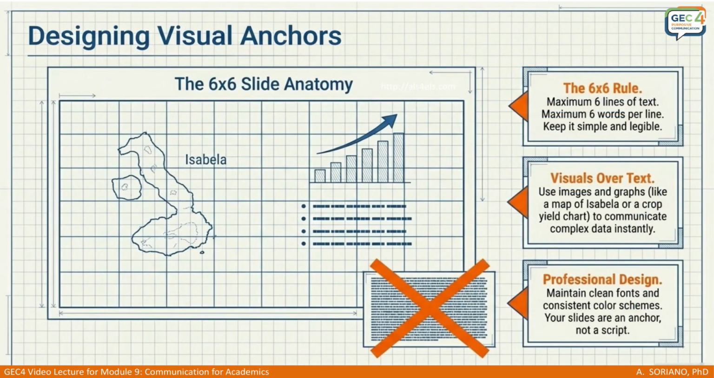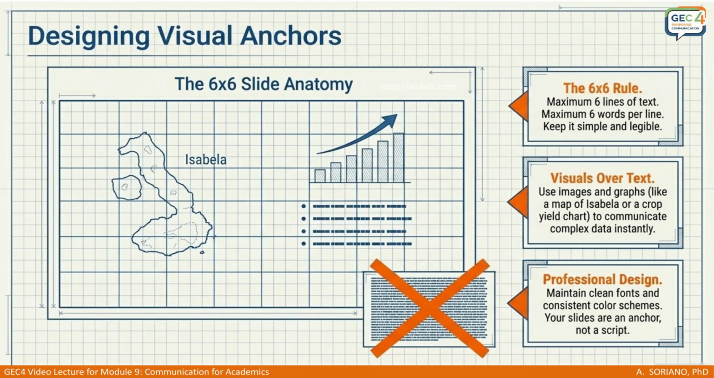When you are broadcasting, your slides are meant to be anchors for the audience's eyes, not a script for your mouth. To ensure they are effective, you should follow the 666 slide anatomy. The 666 rule is a simple guideline. Use a maximum of 6 lines of text per slide and a maximum of 6 words per line. This keeps your slide simple, clean, and legible. If your slide is full of tiny text and long paragraphs, a psychological effect called cognitive overload happens. Your audience will stop listening to your voice because they are struggling to read the screen. You lose them instantly.